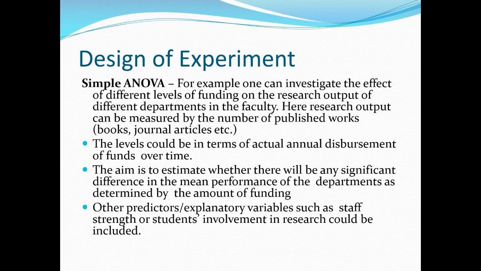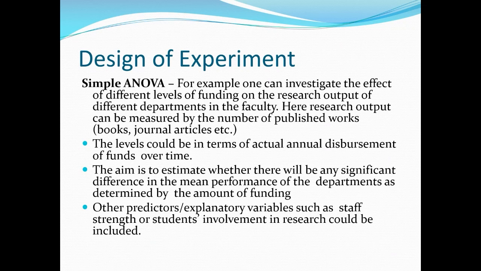So analysis of variance is very popular. For example, one can investigate the effect of different levels of funding on research output of different departments in a faculty of an institution. Here, research output can be measured by the number of published works, books, journals, or articles. So if you take research output as the dependent variable or the estimated variable, then the levels will be in terms of actual annual disbursement of funds or over time.